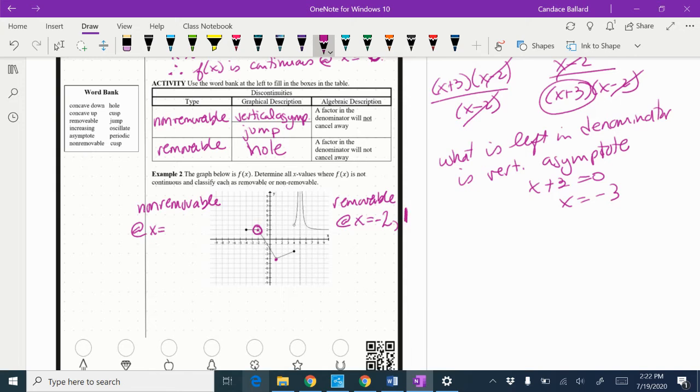I'm going to keep going, and then right here I've got a jump going on, and a jump is not something that we can remove. And that's in our chart there. So we've got x equals 4. And then I'm going to keep going. Oh, and I've got this asymptote. I can't remove that. So I know also at x equals 5.